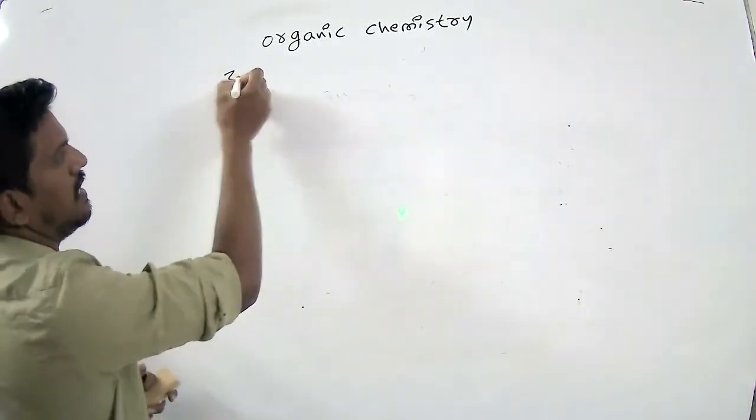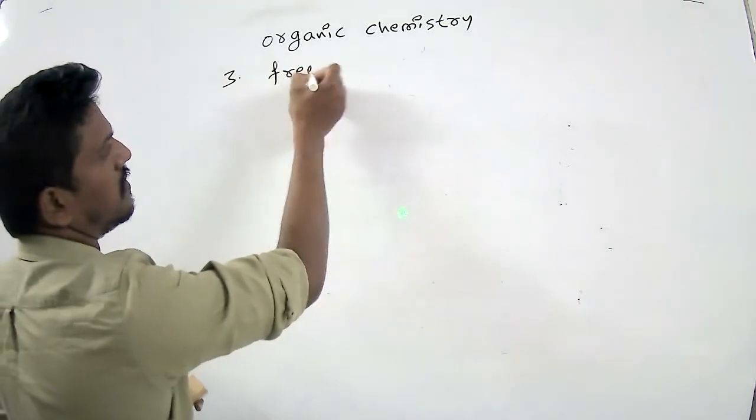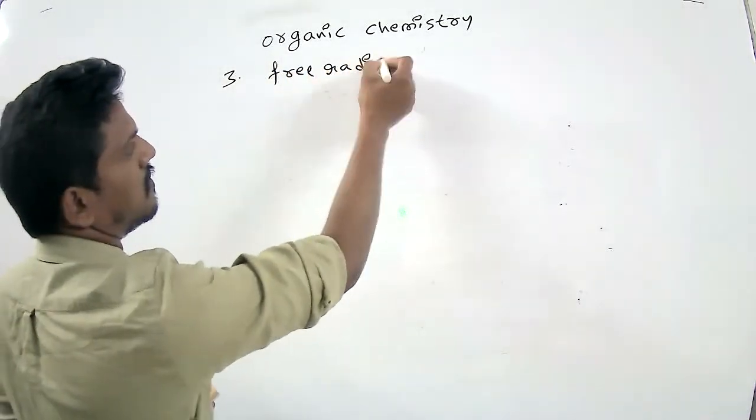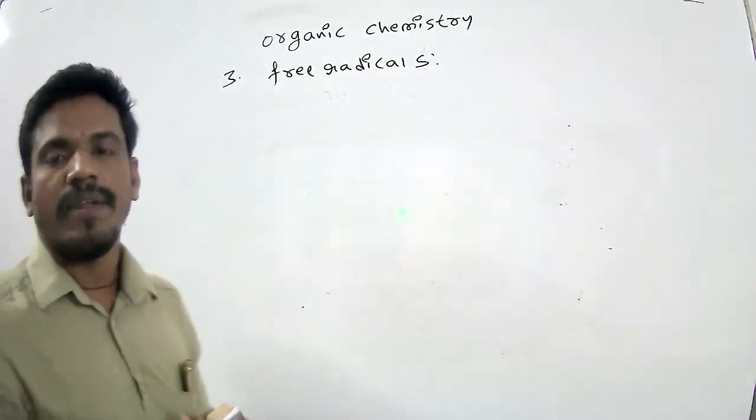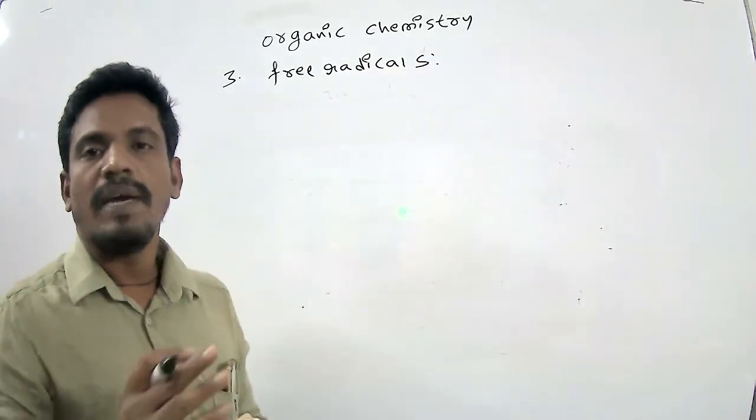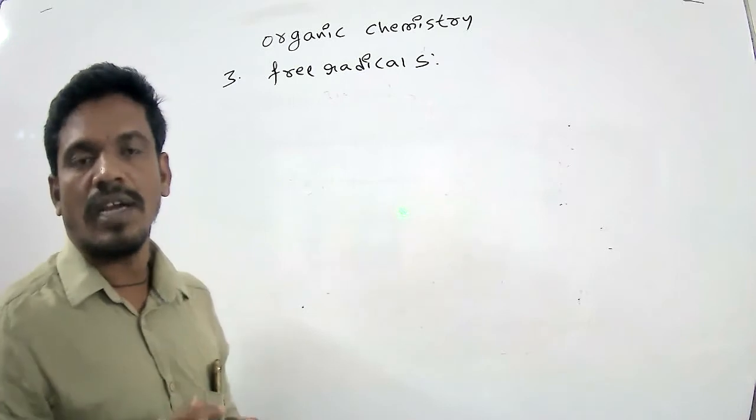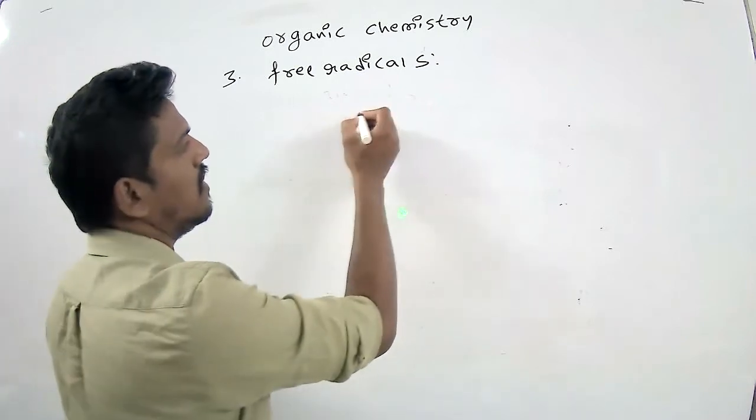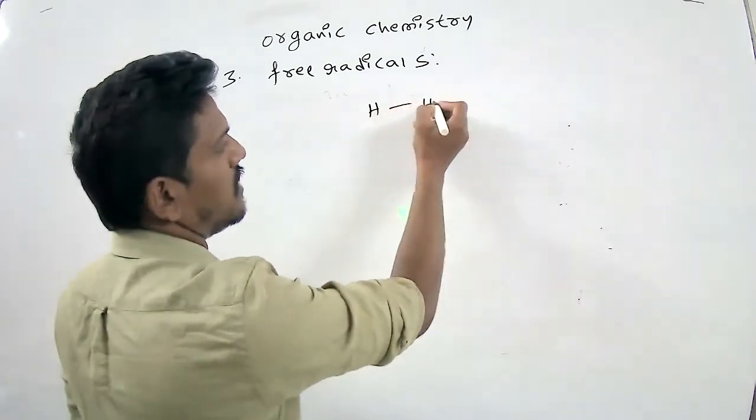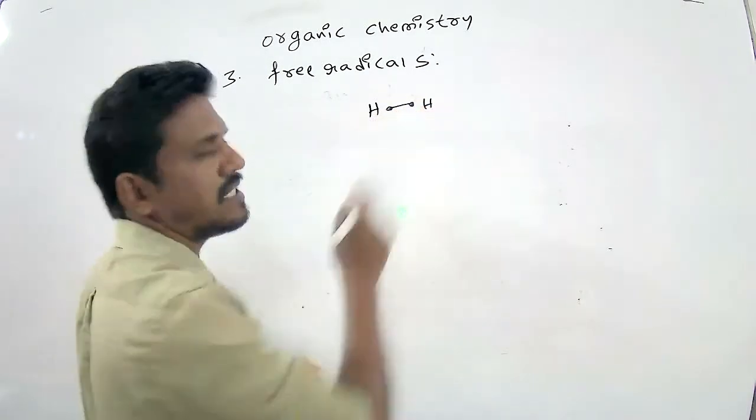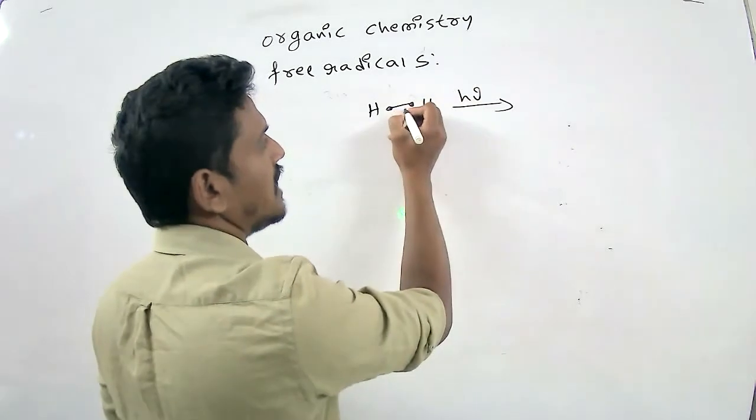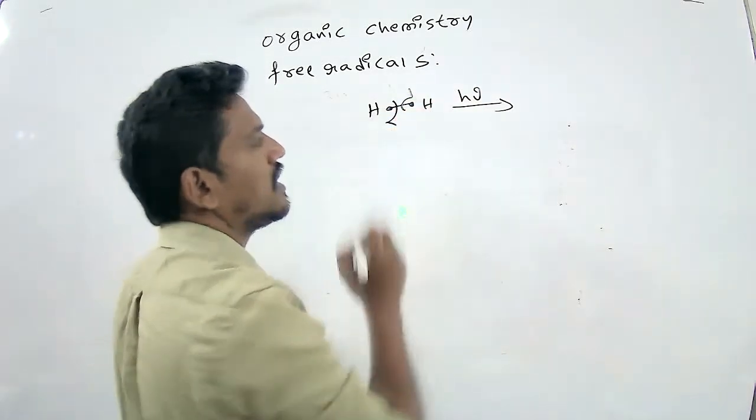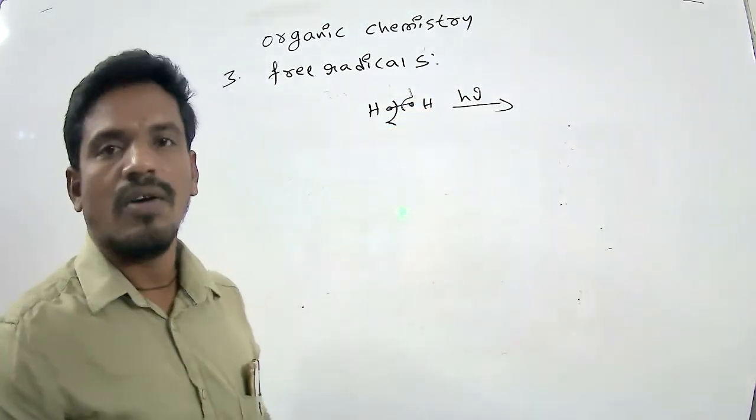Third type of reaction intermediate, free radicals. Free radical formation generally takes place by a type of bond cleavage called homolytic cleavage. For example, where there is one covalent bond between the same elements, in the presence of sunlight homolytic cleavage takes place. The equal cleavage of a covalent bond is called homolytic cleavage.